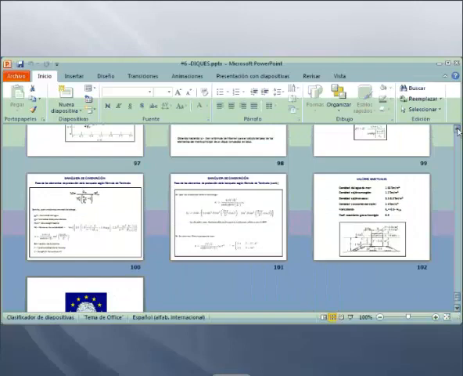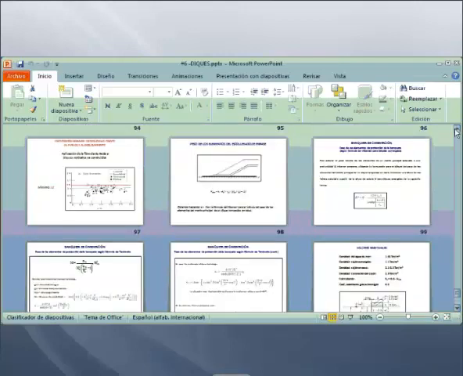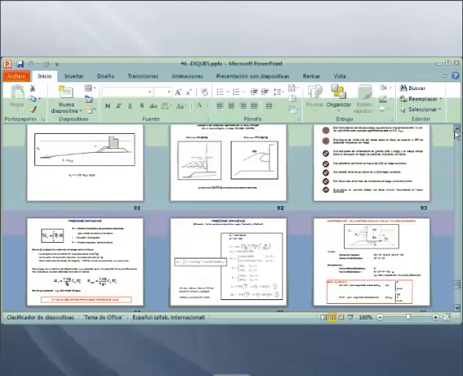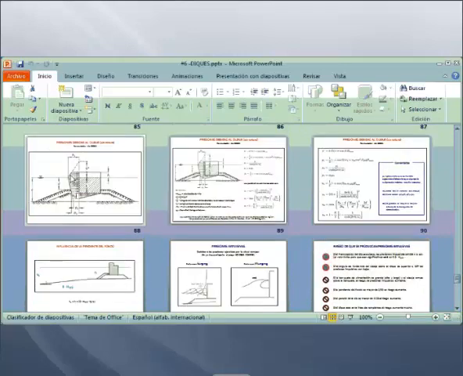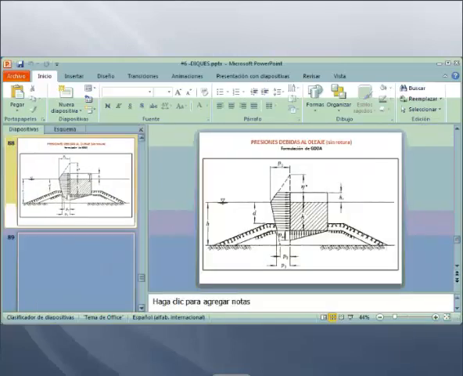Well, there is another way. There is another way. The database.